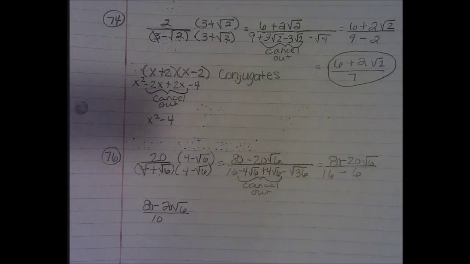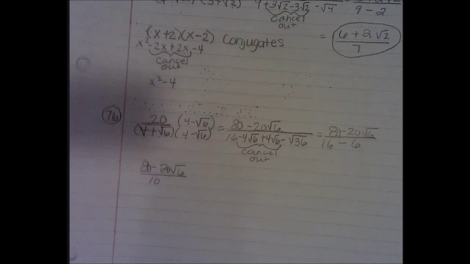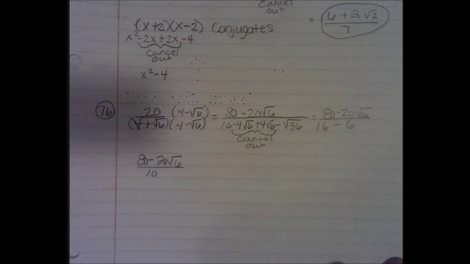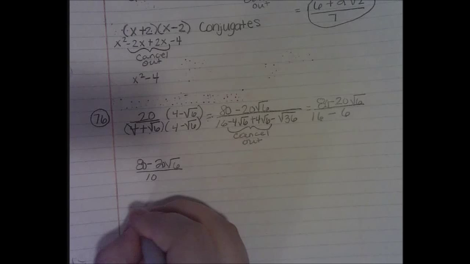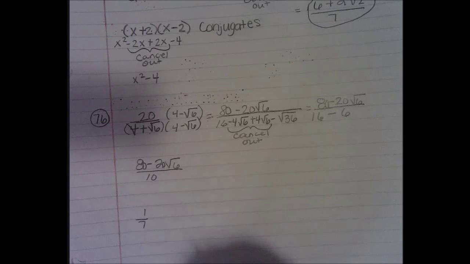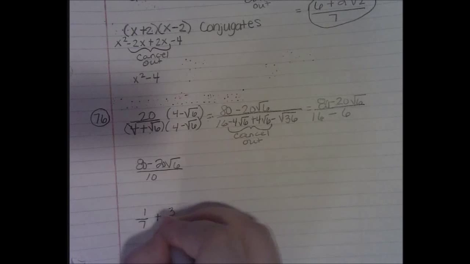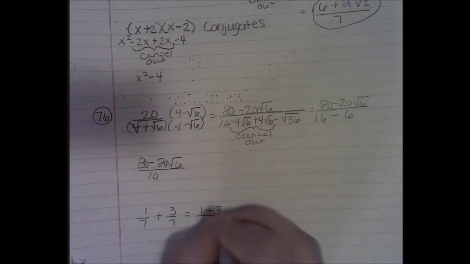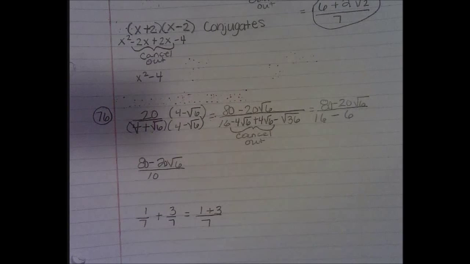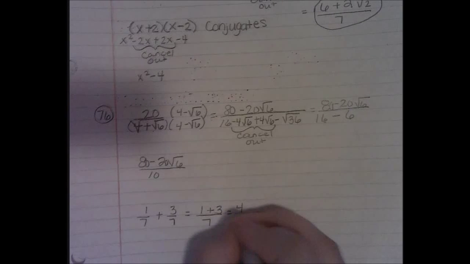Okay? So now I can simplify. I'm going to show you something that will end up explaining why we can do what we're about to do. So if you were to add 1 over 7 plus 3 over 7, we would end up doing 1 plus 3 over 7, because when you add fractions, you combine your numerators to get 1 plus 3 over here, and you keep that same denominator. So our answer for that problem would be 4 over 7.